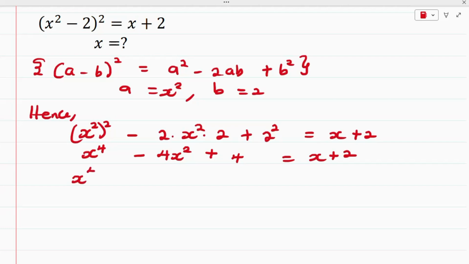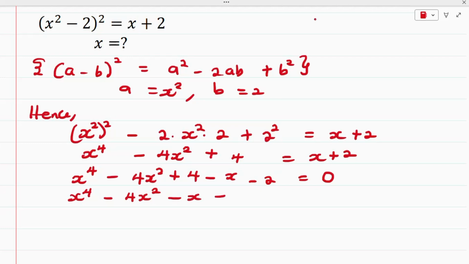So we have x raised to the power of 4 minus 4x squared plus 4 minus x minus 2, and this is equal to 0. So we have x raised to the power of 4 minus 4x squared minus x plus 4 minus 2, which is equal to 0. So we have x raised to the power of 4 minus 4x squared minus x, 4 minus 2 is plus 2, which is equal to 0.